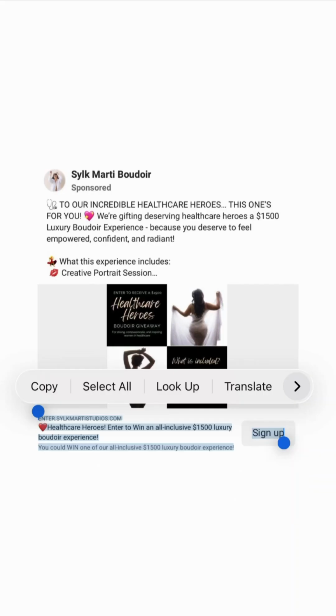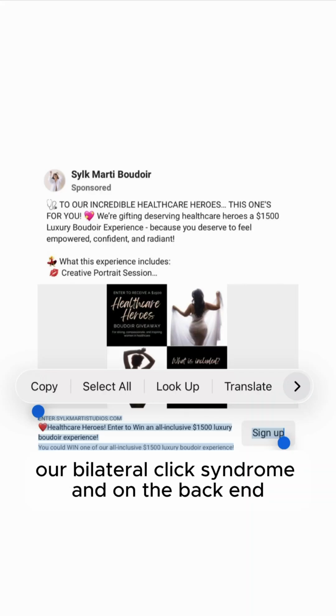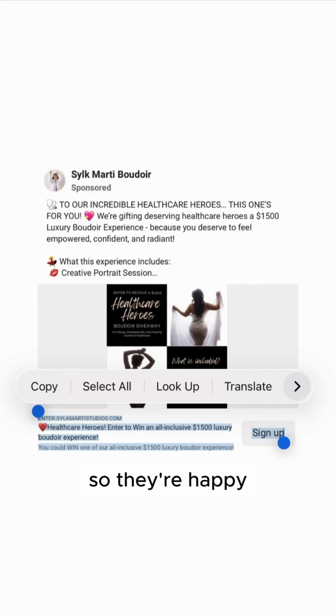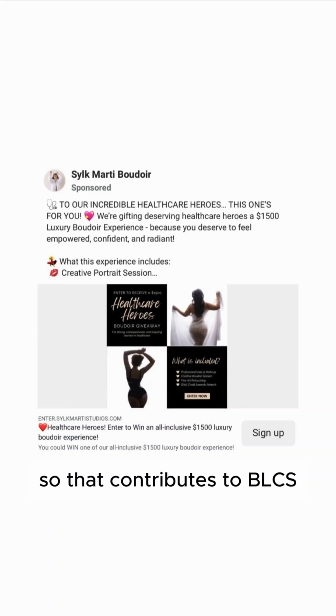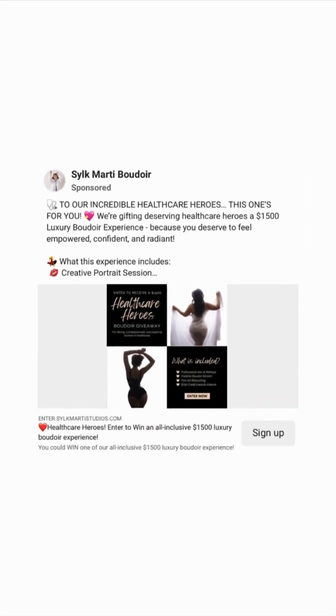And pulling down our unique CTR metric under 6%, contributing to our BLCS, our boudoir low click syndrome. And on the back end, Facebook gets to serve more ads per unit time, so they're happy. And we got fleeced. So that contributes to BLCS. Then we got the creative here.